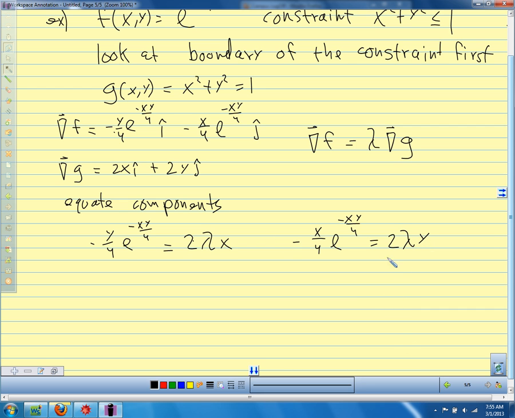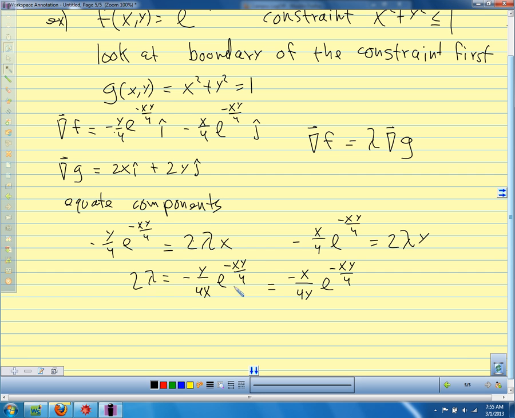Now to solve these two equations, anybody have an idea of what we want to do here? Solve for lambda in each of them, and then set them equal to each other, right? So for this one, we'll solve for 2 lambda. 2 lambda equals minus y over 4x e to the minus xy over 4, and that equals 2 lambda here equals minus x over 4y e to the minus xy over 4. So I just solve for 2 lambda in each of these equations.